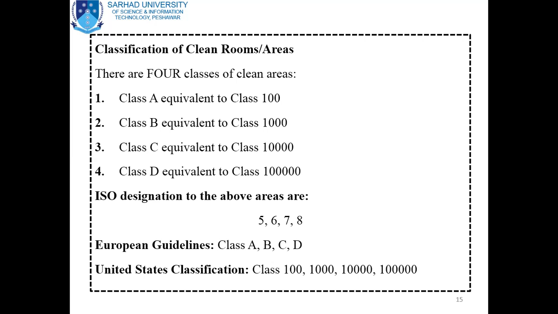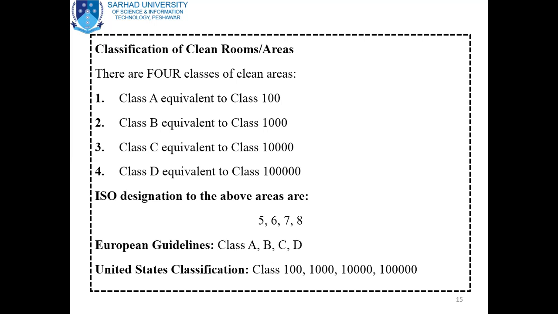Positive pressure means that if I say there is positive pressure in room 1, it means that the air inside the room can rush out, but outside air cannot enter inside room 1. Between two adjacent rooms, a positive pressure difference should be there. The maximum pressure will be in class A, followed by B, and then C, and the minimum one will be in D.